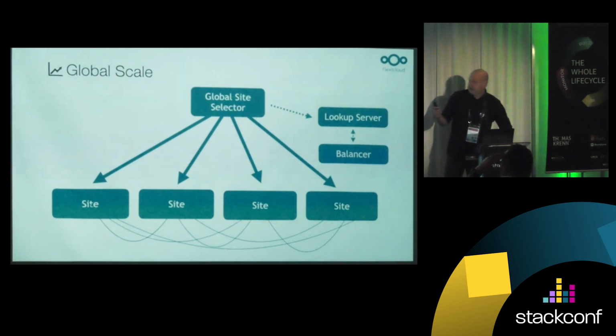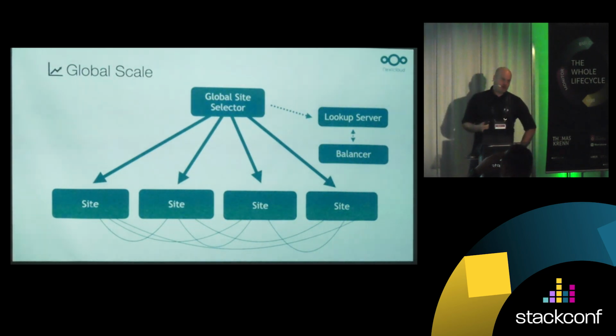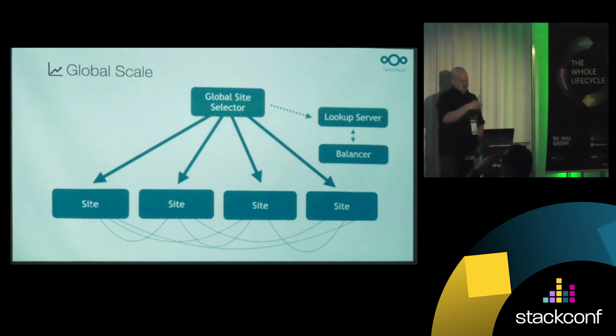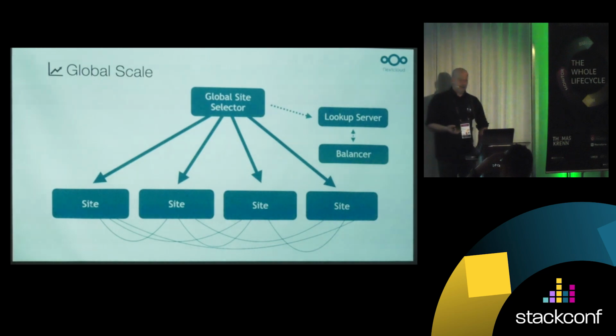It's just the same. Again, if you want to share something with someone, the share dialog is asking the lookup server, where is this person located, and then creates a local share or a federated share. But the user doesn't even see it. It's completely transparent.